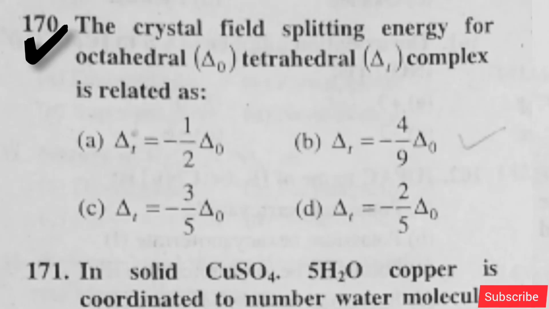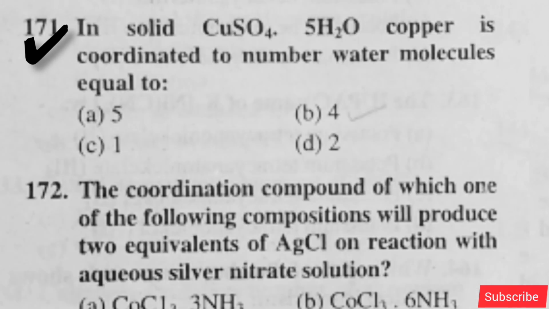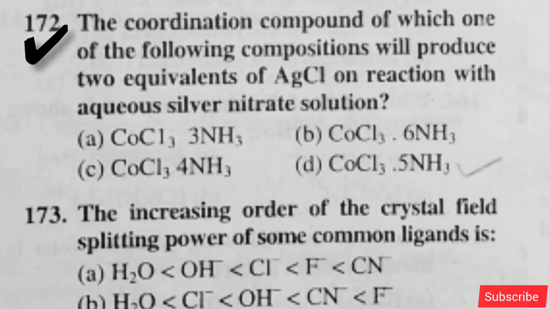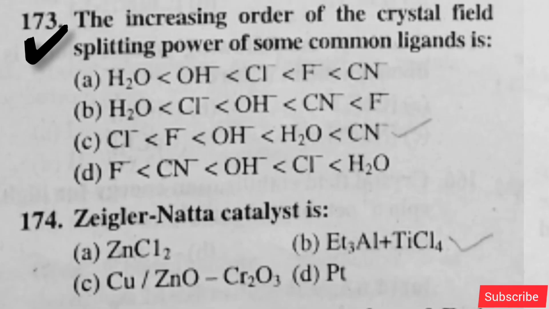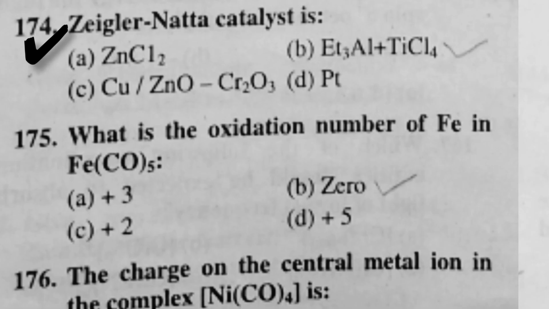The crystal field splitting energy for octahedral and tetrahedral complex is related as option B is right. In solid CuSO4·5H2O, copper is coordinated to a number of water molecules equal to option B is right. The coordination compound of which one of the following composition will produce two equivalents of AgCl on reaction with aqueous silver nitrate solution? Option D is right. The increasing order of the crystal field splitting power of some common ligands is option C is right.